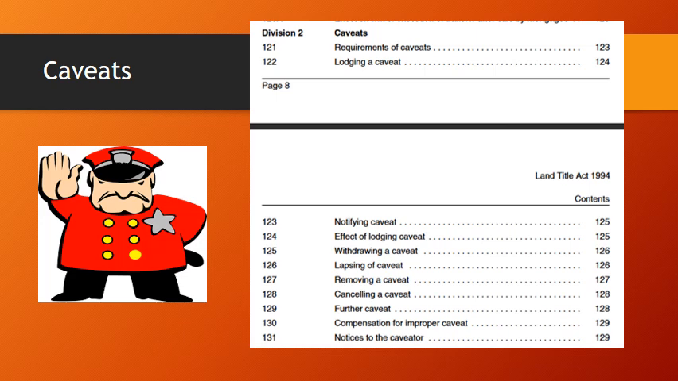So they're set out in the Land Title Act, and you can look at sections 121 through to 131. It talks about what is a caveat, essentially, how to lodge one, how one might be withdrawn, essentially how a caveat can lapse, and also talks about the function of the caveat, the effect of lodging a caveat under section 124 there. And I'll go into it in future slides so you understand a bit better what I'm talking about.